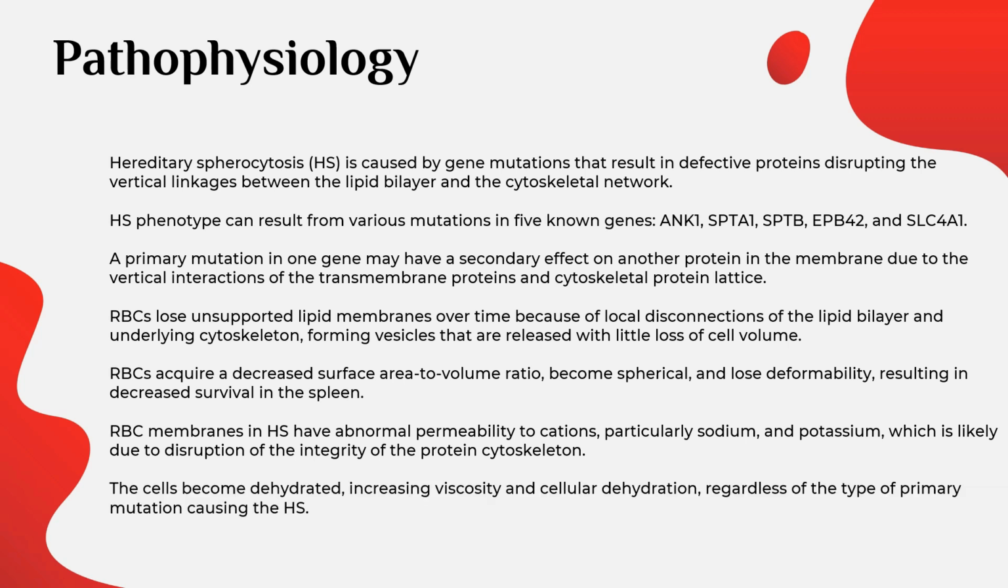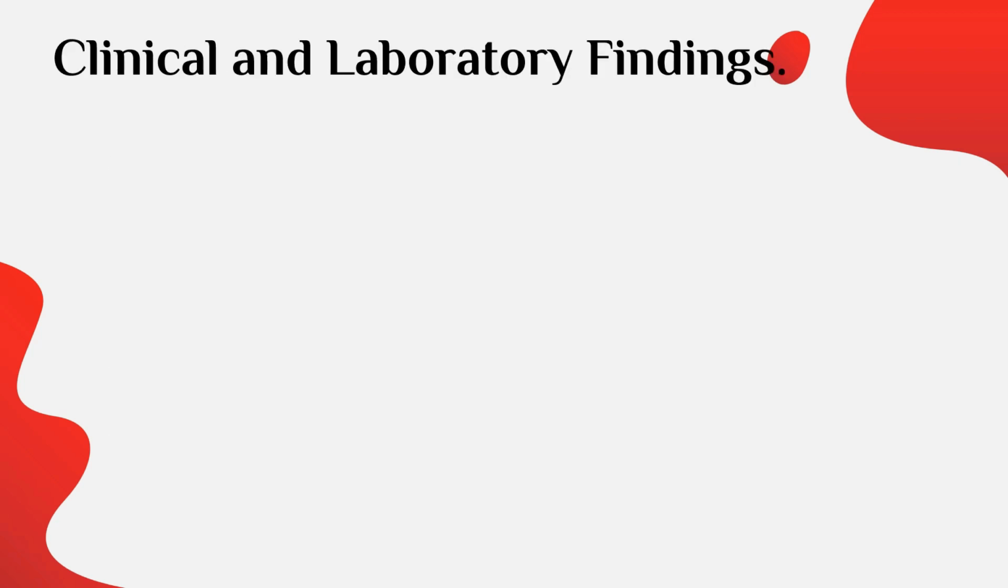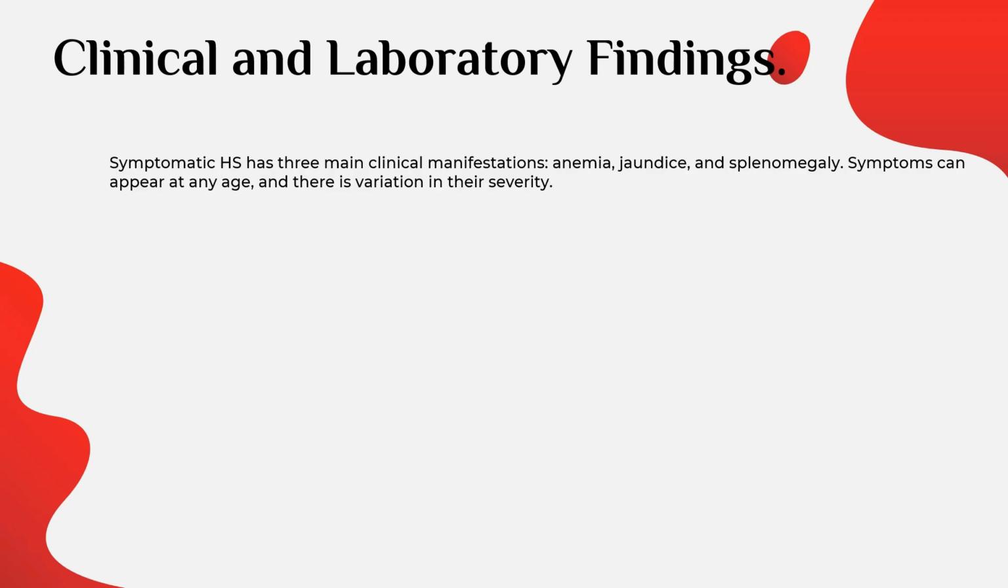The cells become dehydrated, increasing viscosity in cellular dehydration, regardless of the type of primary mutation causing the hereditary spherocytosis. Clinical and laboratory findings. Symptomatic hereditary spherocytosis has 3 main clinical manifestations: anemia, jaundice, and splenomegaly. Symptoms can appear at any age, and there is variation in their severity.